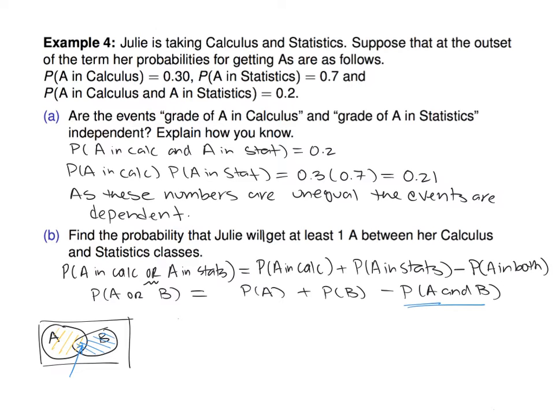Okay, back to our specific numbers. The probability of A in calc was 0.3. A in stats was 0.7. Minus both, which is 0.2. So that comes out to be 0.8. So that's an 80% chance that this person will get an A in either calculus or stats or both.